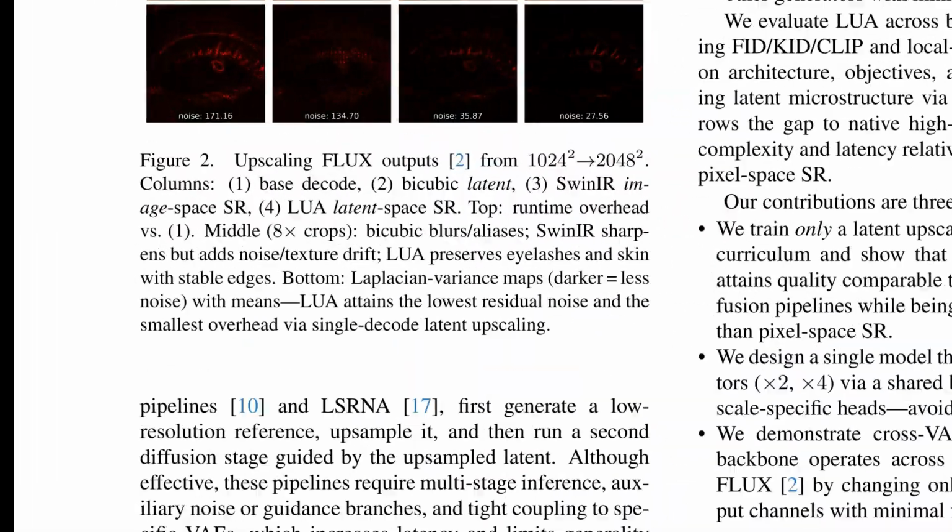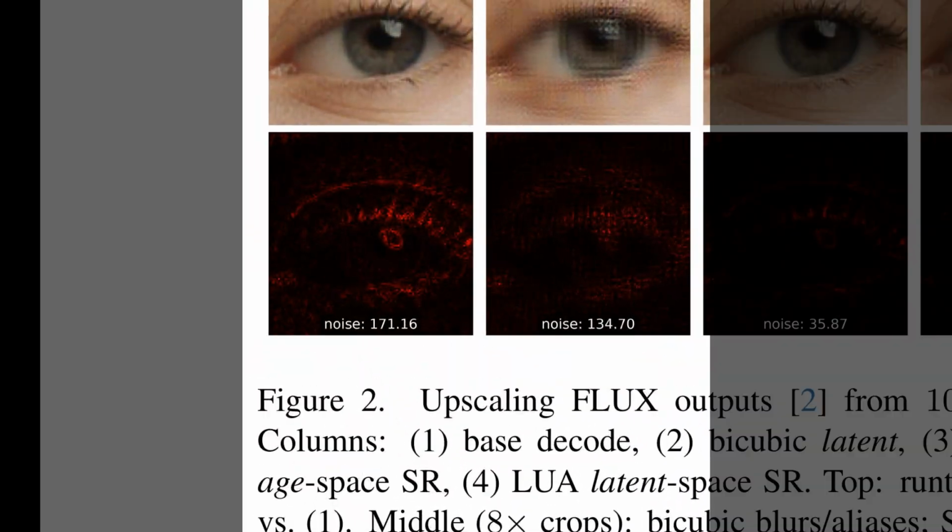Alright, figure 2 shows a head-to-head upscale to 2048 pixels that compares base decode, bicubic latent, SwinIR image super resolution, and the LUA latent method. The top row spotlights runtime overheads. The middle crops indicate that bicubic latent blurs and aliases, whereas SwinIR sharpens but drifts in texture, while LUA preserves eyelashes and crisp skin edges.